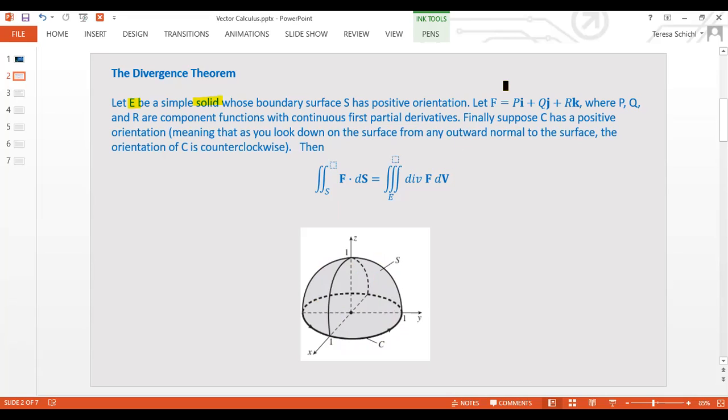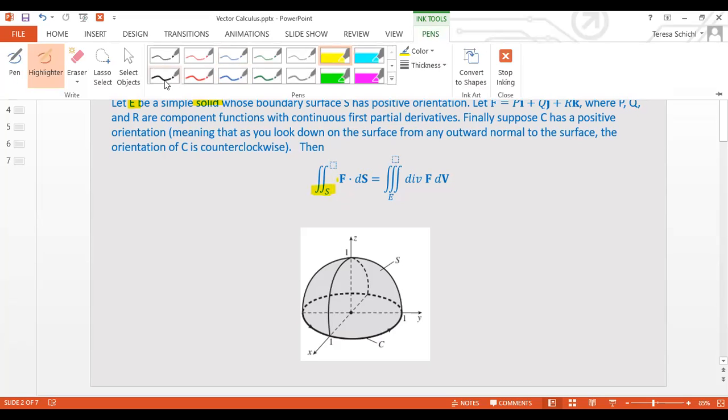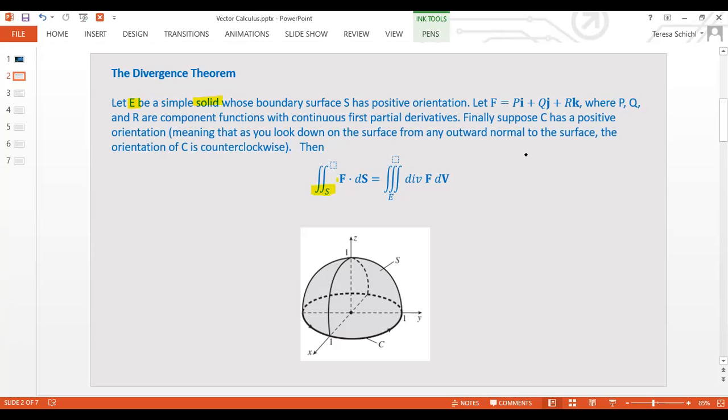And we have a positive orientation. Now I have a vector field, the same vector field with components P, Q and R. Here we also said the solid touches the XY plane. Now if you want to take a look, this is the surface integral of F. So how do I do that? In Stokes' theorem, we said the surface integral was for the curl of F.